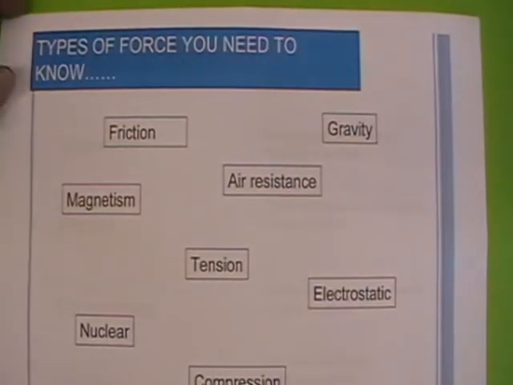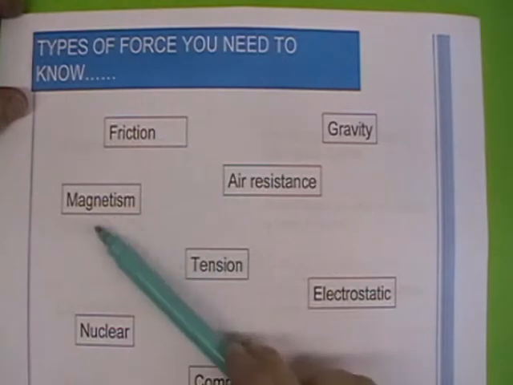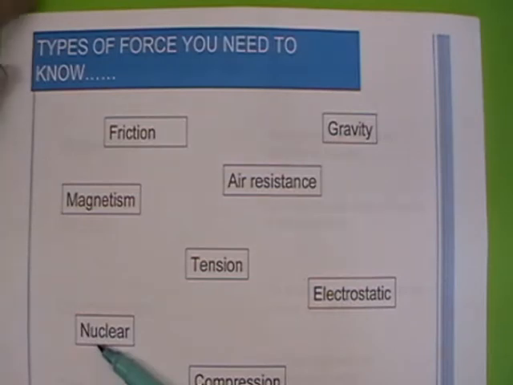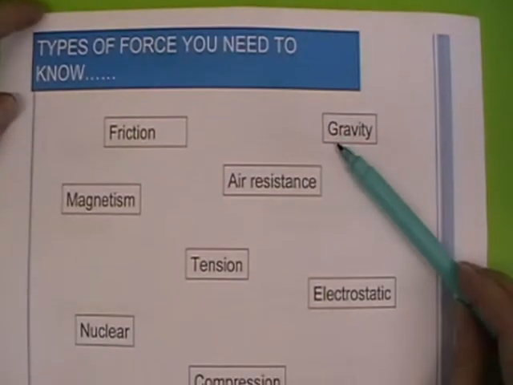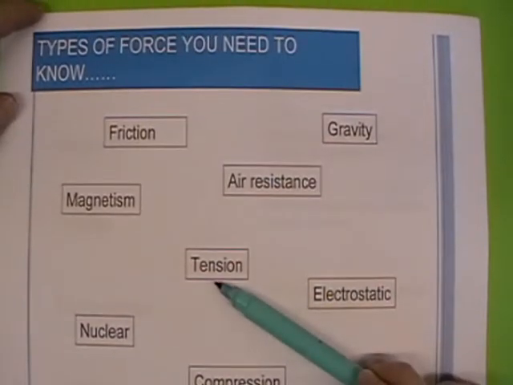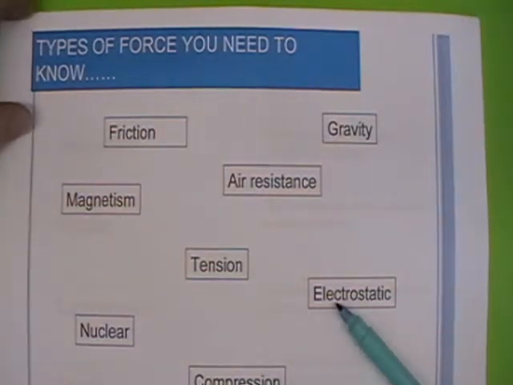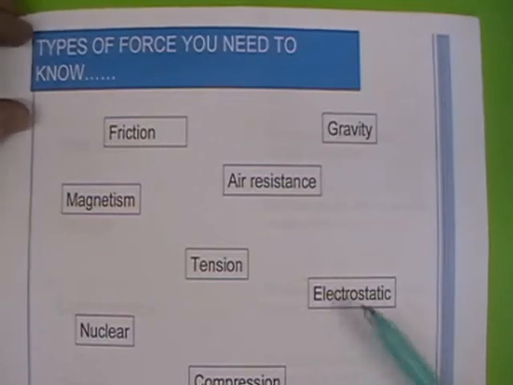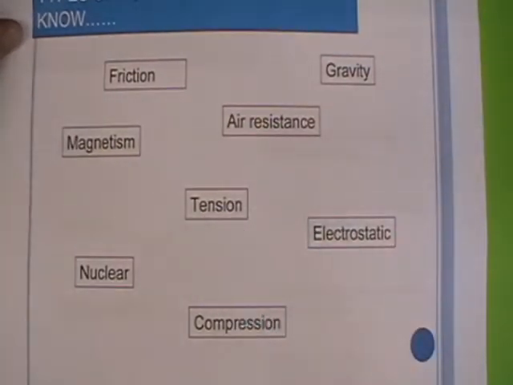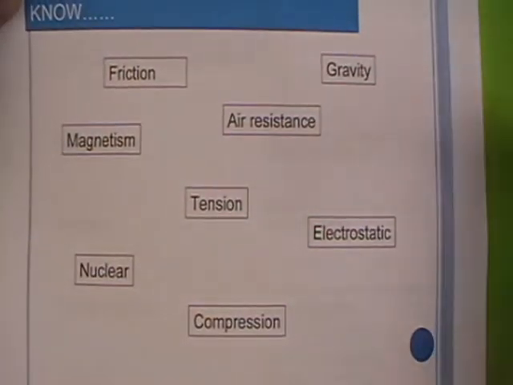Right, types of force you need to know. And these are very common types that you would mention in everyday life. Friction, magnetism between two magnetic materials or magnets, nuclear force found in the nucleus, gravity, air resistance, tension. Tension acts in a rope or some kind of solid object where there are two things pulling it apart. Electrostatic force, which acts between two charged objects. And the last one you can't really see down here is compression. Now, compression is the opposite of tension, where you are pushing together two things or pushing together an object, and that's compression.